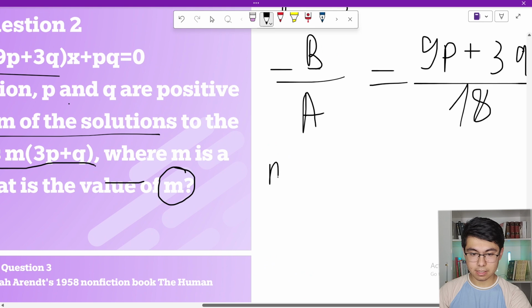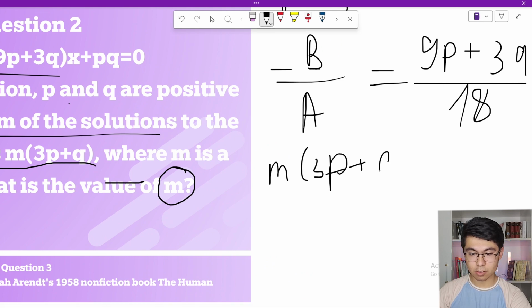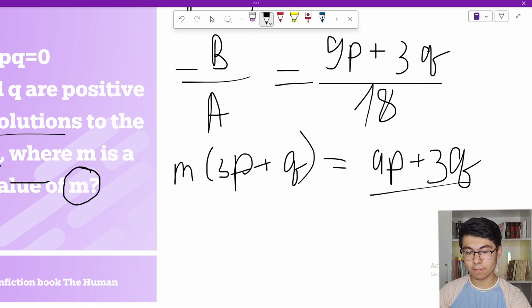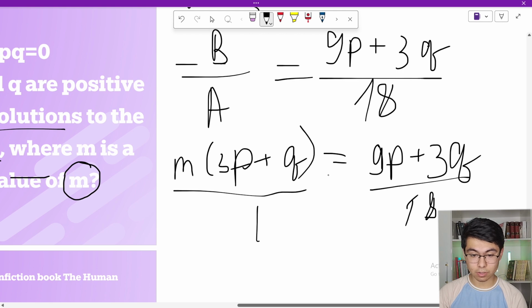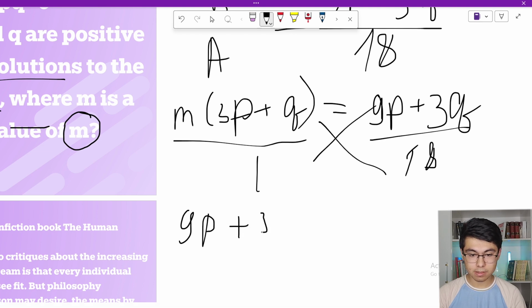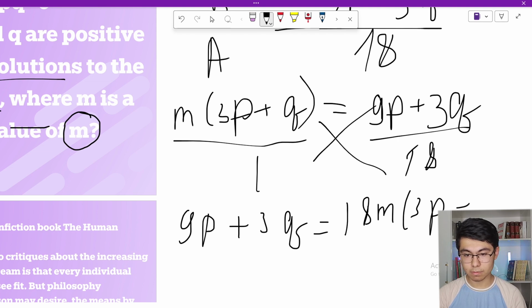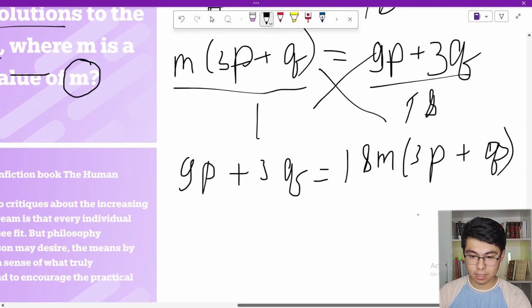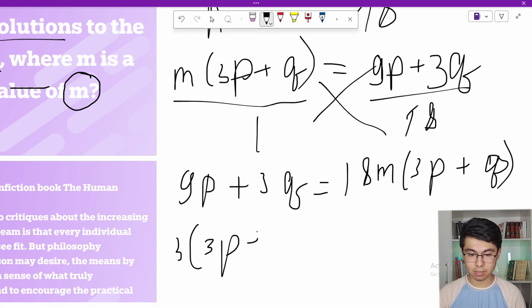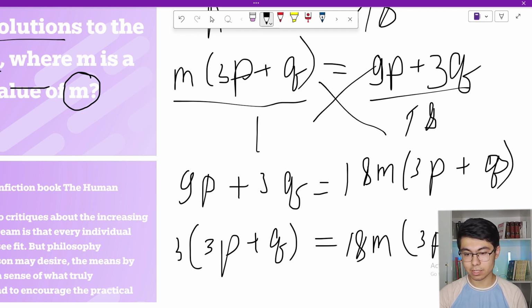And the sum of solutions here, it says M multiplied by 3P plus Q. And that's going to equal 9P plus 3Q divided by 18. And now we can cross multiply them. And that would be 9P plus 3Q equals 18M times 3P plus Q. And in this case, we can rewrite it as 3 multiplied by 3P plus Q. And that's going to equal 18M multiplied by 3P plus Q.